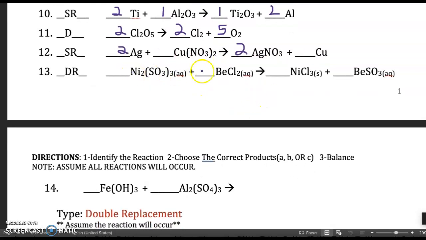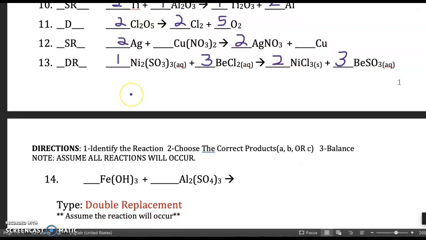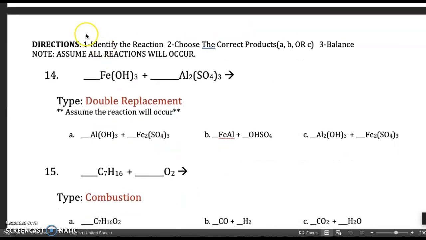I can start anywhere here, Ni I have 2, over here I have 1, so I'm going to put a 2 here. That gives me 6 Cls. Gotta come over here and put a 3 to give me 6 Cls. That gives me 3 Be's. So I need 3 over here, 3 SO3s, and I got 1 there, or 3 there, so I just get a 1.